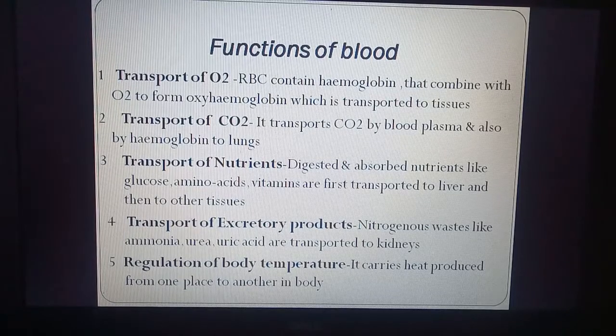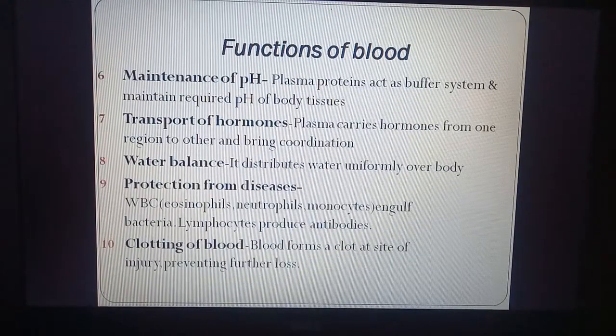The fifth function is regulation of body temperature. So blood carries the heat produced in one part of the body to another part and distributes the heat uniformly. Sixth function is maintenance of pH. So there are different proteins in plasma and they act as a buffer system.